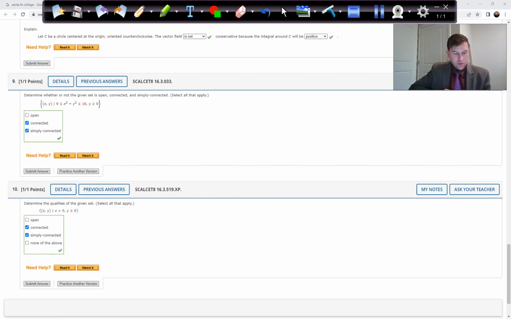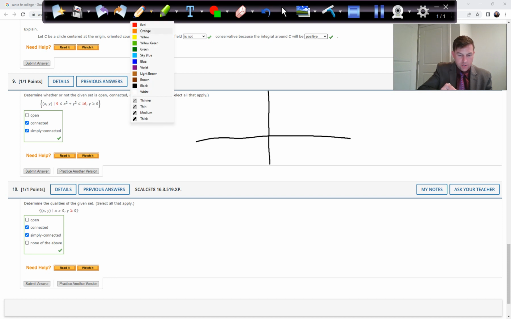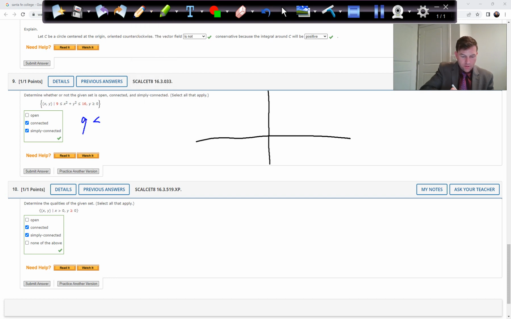Okay, the last two problems are on the idea of open, connected, simply connected. So first we want to get a sense of what these curves look like. This is a circle, so it has x squared plus y squared, which in polar coordinates we know is r squared. Taking the square root of both sides, the radius is 2, so circles of radius 4. We can plot that out.